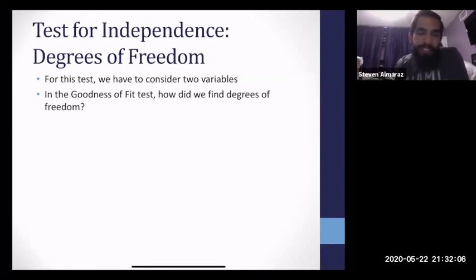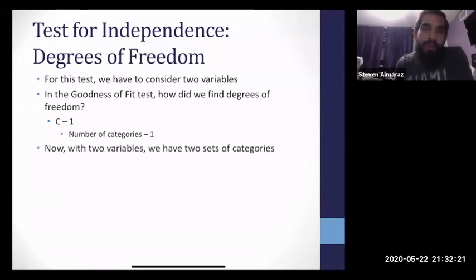So in the goodness of fit test, how did we find degrees of freedom? Do you remember? How did we do it? It was C minus 1, all right? The number of categories minus 1. Well, because we've got two variables, we've got two separate sets of categories. We've got two categories for religion and two categories for politics, okay? So we're going to use two calculations here.